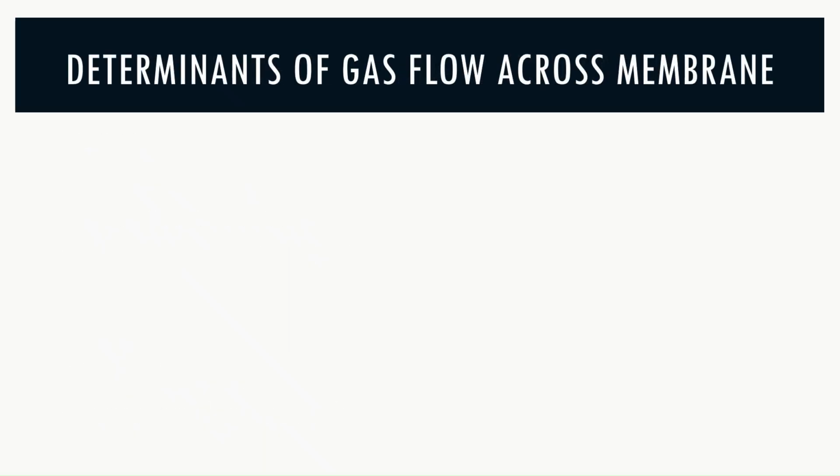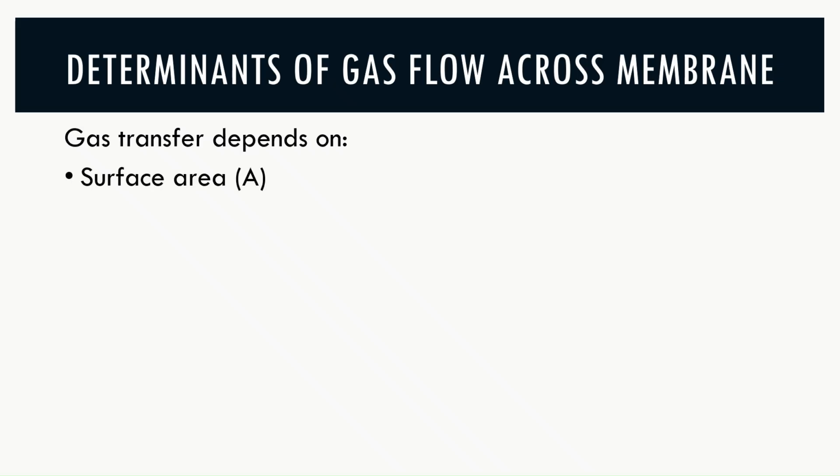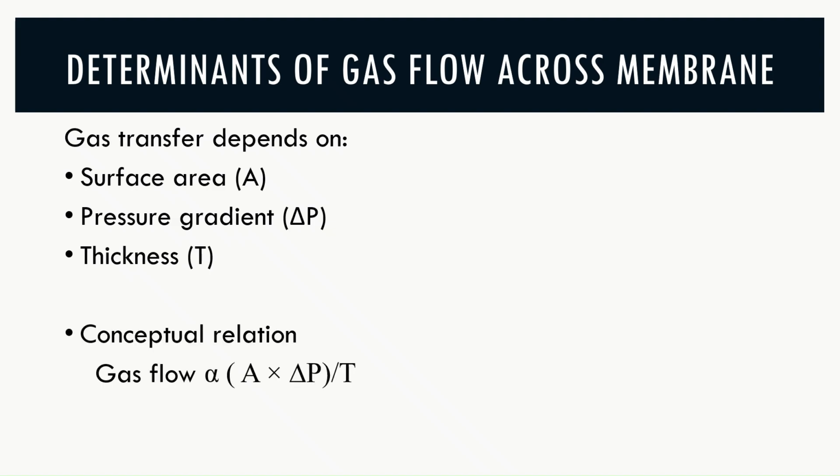Determinants of gas flow across membrane. The movement of gas across membrane depends on surface area, pressure gradient, and thickness of barrier. The gas flow increases with greater surface area and pressure gradient and decreases as the barrier becomes thicker.